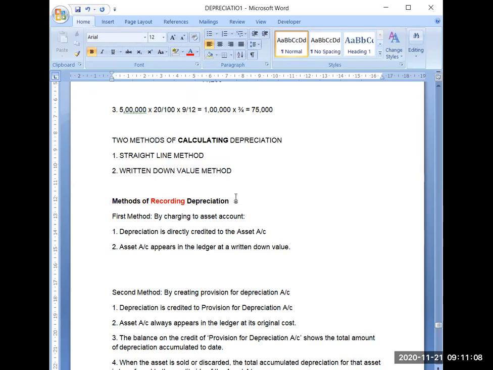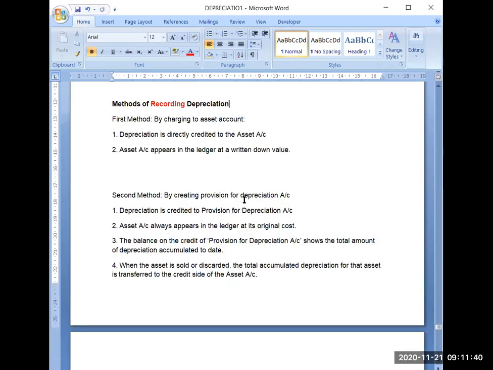So these two are different things. Whatever method we adopt for recording depreciation, that is another thing: what journal entries we are passing, how we are entering the depreciation in the account. But ultimately, we will calculate the depreciation only with the help of these two methods. Either the straight line method or the written down value method. But how to do accounting of depreciation? That is called methods of recording depreciation.